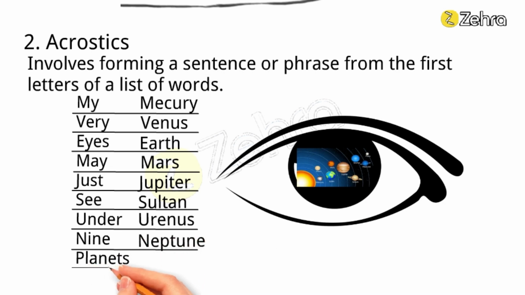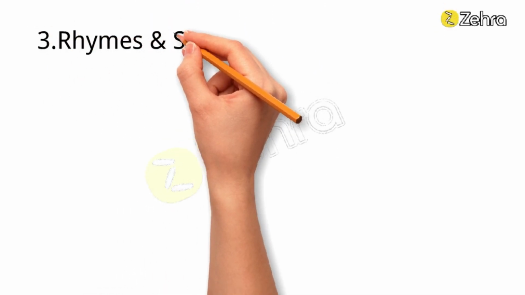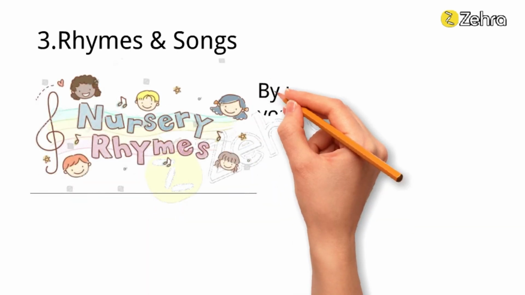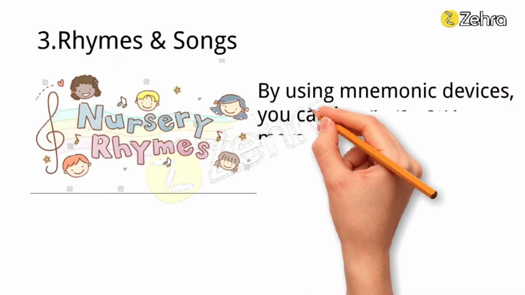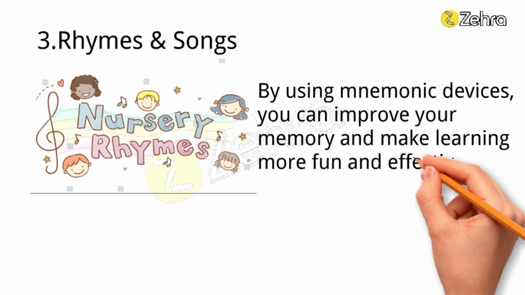N stands for Neptune. Planet, we can say for Pluto. All the names of the 8 planets were captured in that acrostic phrase. Another mnemonic device is rhymes and songs. Creating rhymes or songs can help you remember information. It's a similar technique they use in nursery rhymes and in school. By using mnemonic devices, you can improve your memory and make learning more fun and effective.